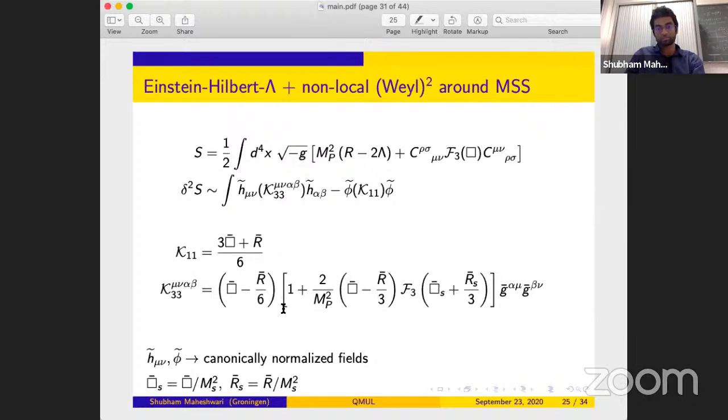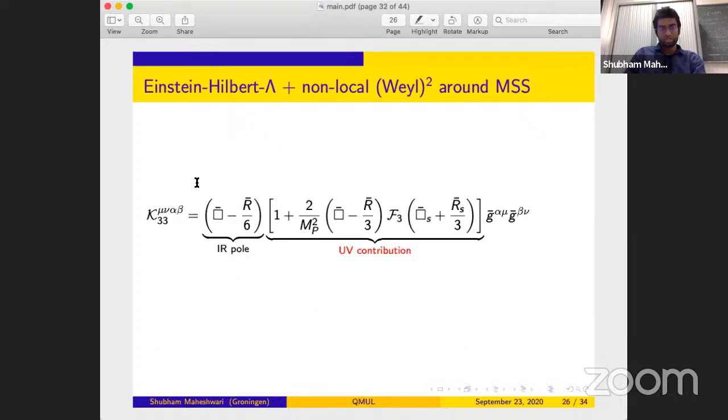In this case, in square parenthesis, you have this function f of 3, which modifies gravity in the UV sector. So this is what we should look at. So you have the usual IR pole at box equals R by 6 in the tensor sector, but you have a new UV contribution coming from this unknown function f of 3. And this is what we should constrain so that there are no zeros coming from this part, because if you have new zeros from this part, then you will have new degrees of freedom, and also definitely you will have ghosts. So this is what we want to avoid.